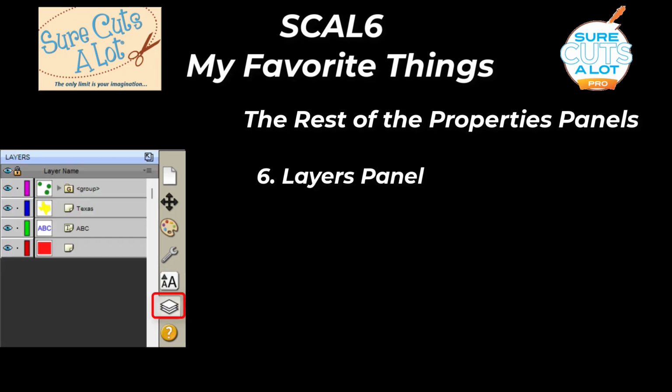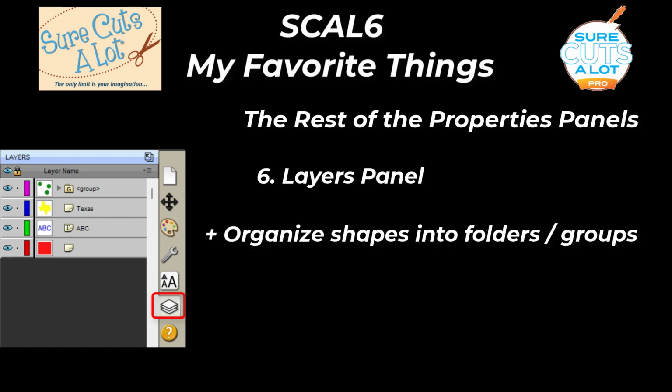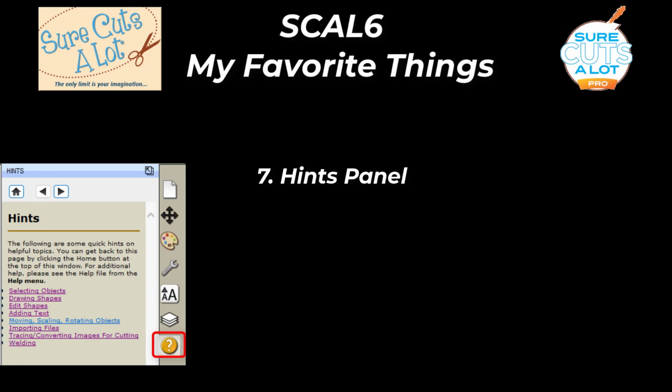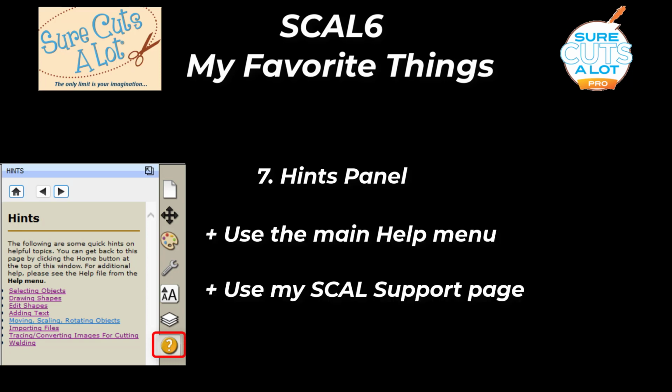The Layers panel is used to organize all of your shapes into folders and groups, show, hide, lock, and unlock as needed, and rearrange the order of the layers as appropriate. The Hints panel is somewhat limited, so I'm not covering any favorites because I feel you are better off using resources in the main help menu in SCAL or visiting my SCAL support page, which is linked in the description for this video.